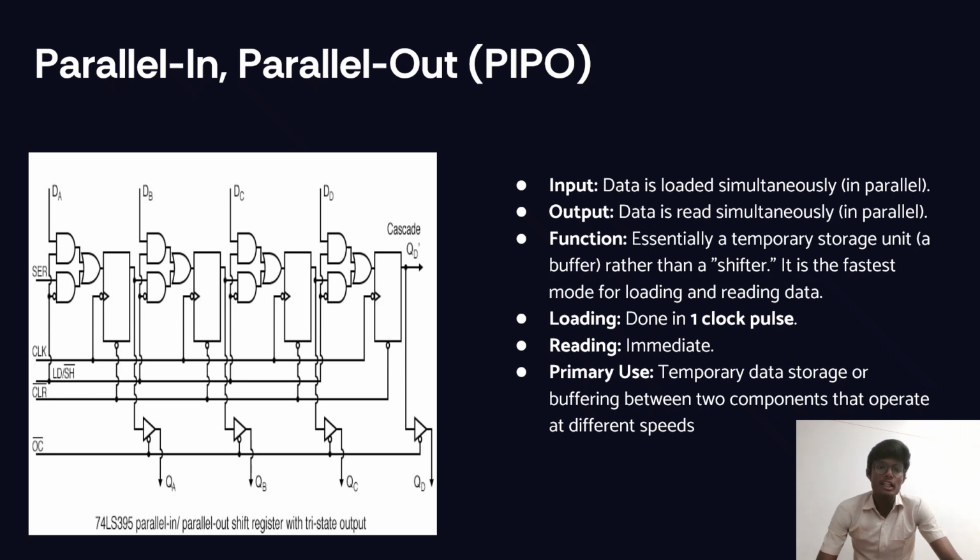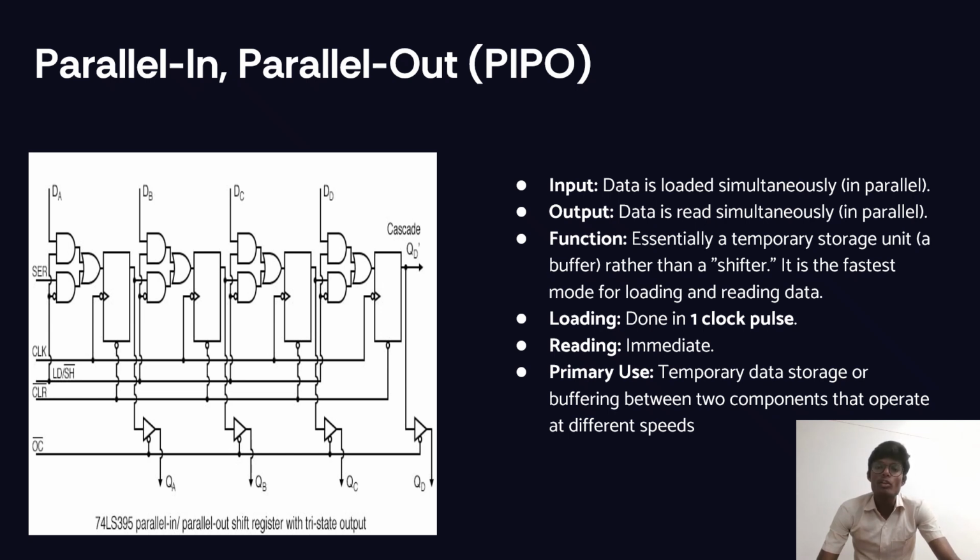This is represented by the 74LS395, a parallel in parallel out shift register with tri-state output. Input: data is loaded simultaneously in parallel. Output: data is read simultaneously in parallel. Function: essentially a temporary storage unit, a buffer rather than a shifter.